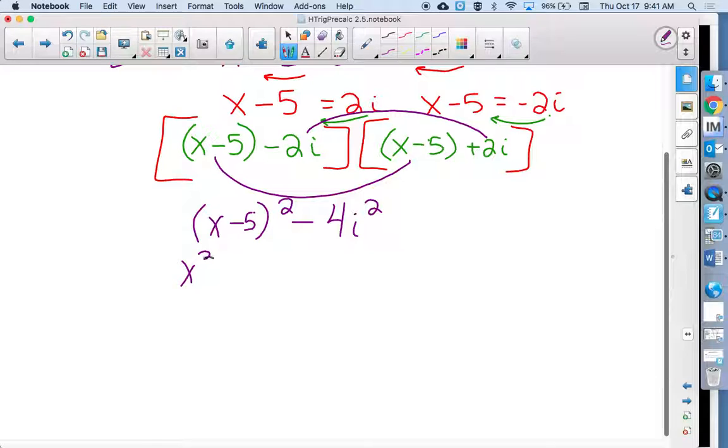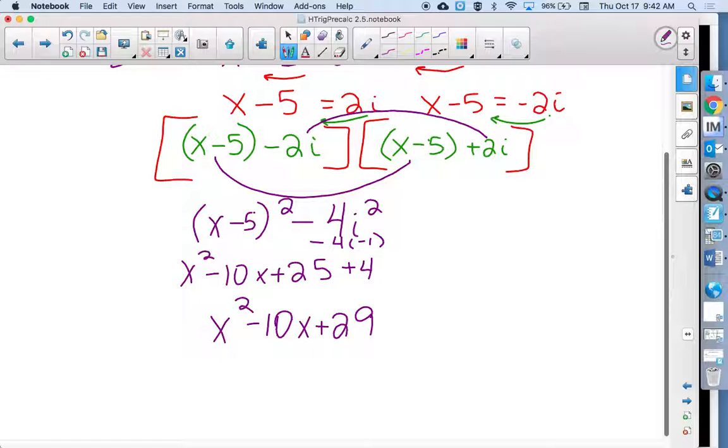You get x squared minus 10x plus 25. Good. And then what happens when you have minus 4i squared? It becomes negative 1, so you multiply by negative 4. Excellent. So he said this i squared is a negative 1, so that turns into a plus 4. So my equation is x squared minus 10x plus 29. That's the equation where my zeros would have come from.